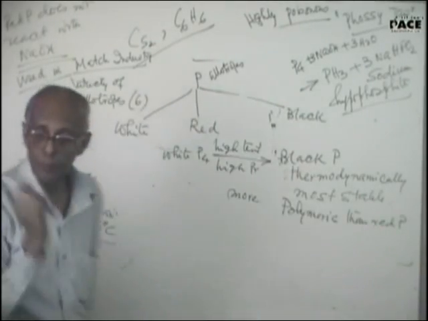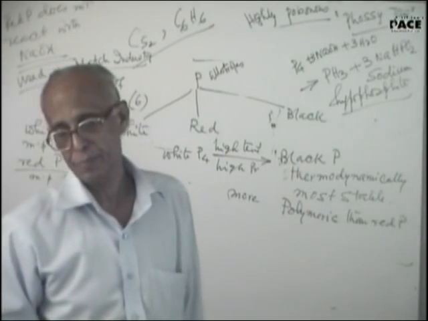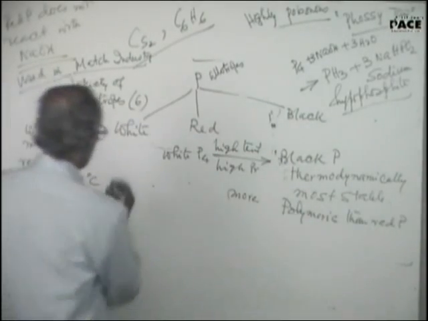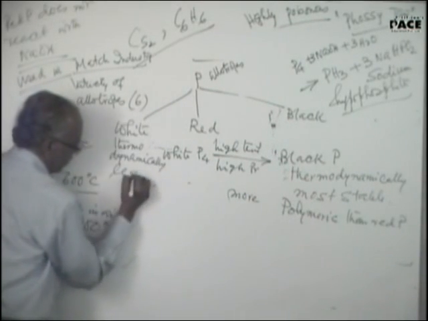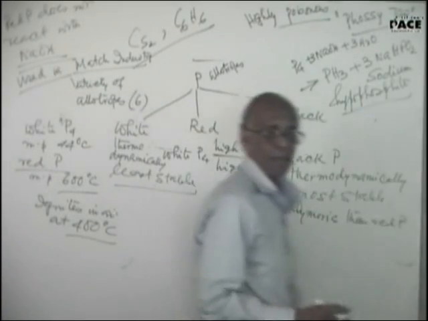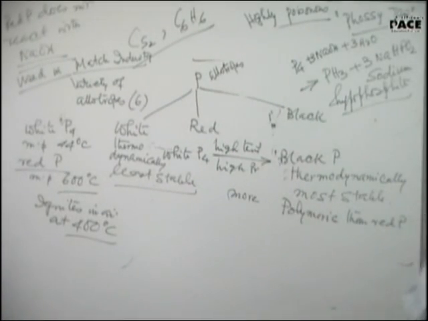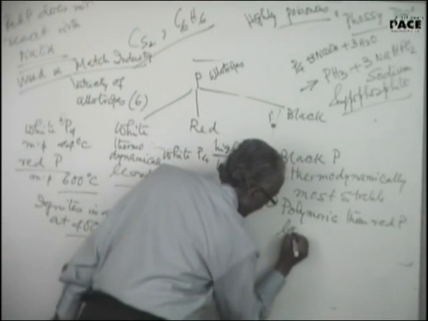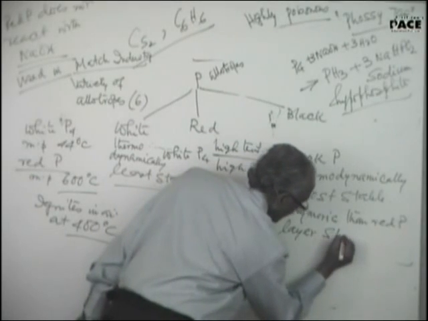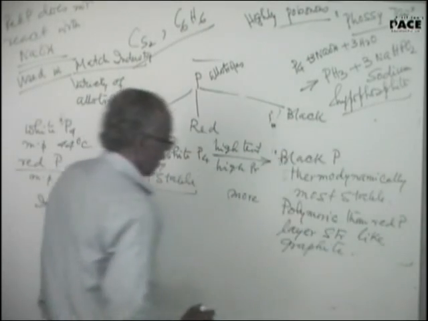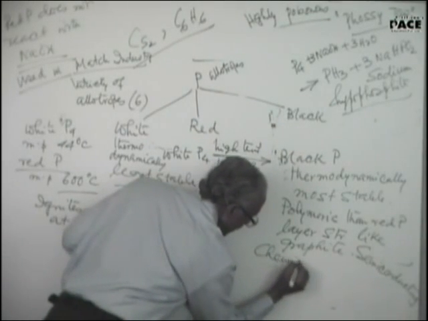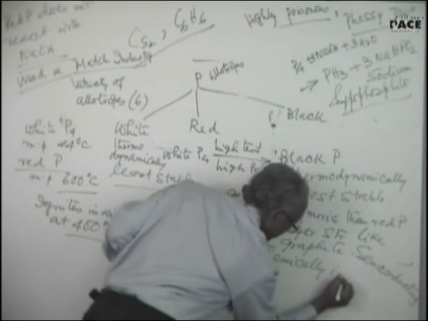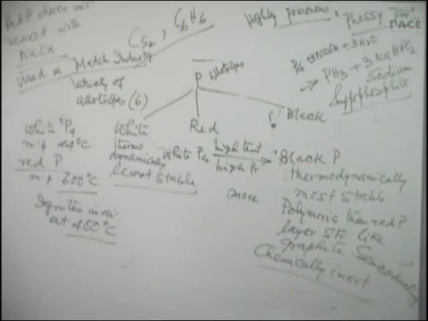Black phosphorus is more polymeric in nature than red phosphorus. And the white phosphorus is thermodynamically least stable. That is why I have mentioned white phosphorus as a soft, waxy, metastable solid. Black phosphorus has a layer structure like graphite. It is semiconducting and chemically inert.